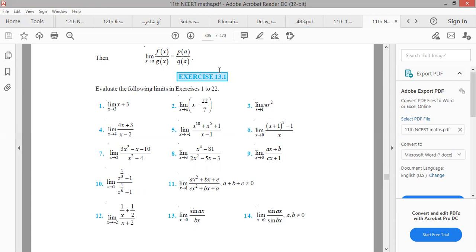Till then, you go through these basics, and you see whether there is any confusion or any question regarding the fundamentals of these limits. You are welcome to ask these questions.